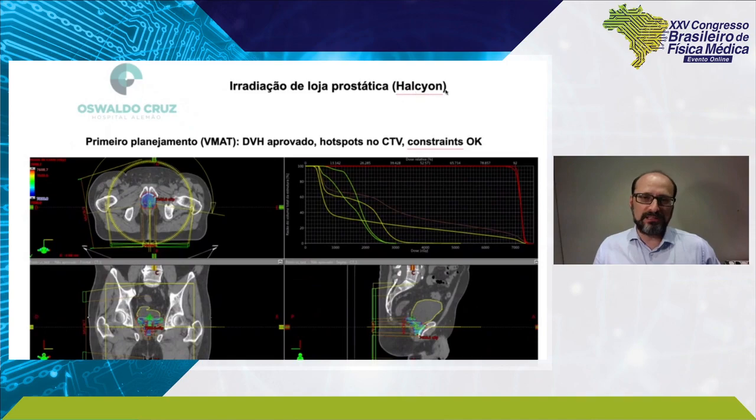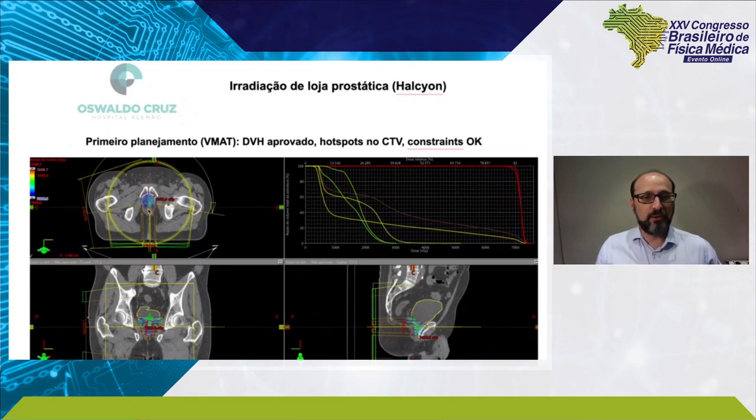Por exemplo, nesse caso, com o Alcyon, era um tumor de próstata operado com uma recidiva bioquímica, e essa era a primeira versão do Alcyon, ainda com os jaws andando em paralelo, né? Ainda com o Cone Beam CT em MV. Então, esse foi o plano em VMAT. O histograma de dose e volume foi aprovado, passou nos nossos constraints. Aqui a gente estava com 20% recebendo reto 6.000 centigrays e em torno de 10% somente recebendo 7.000, passando com folga. Os hotspots estavam todos dentro do CTV, os constraints estavam ok, tudo perfeito. Foi liberado para o médico aprovar.